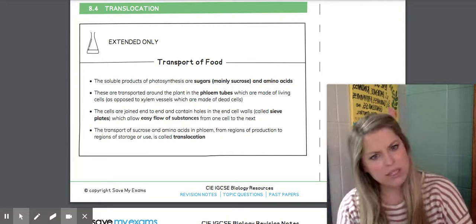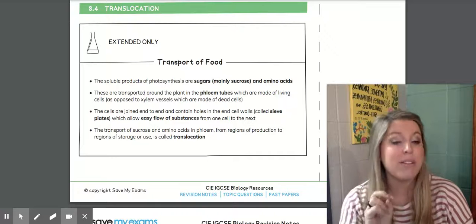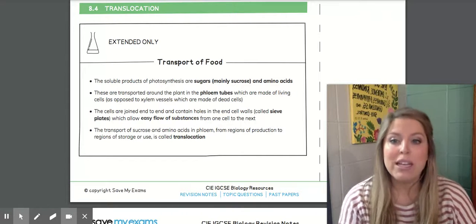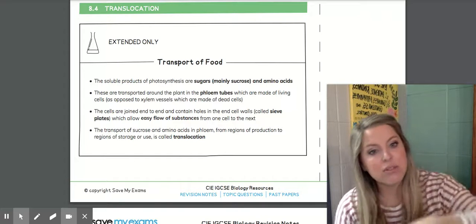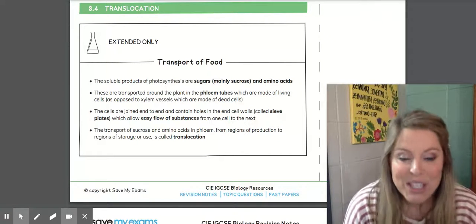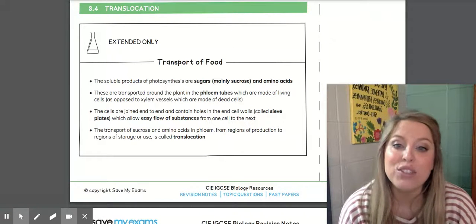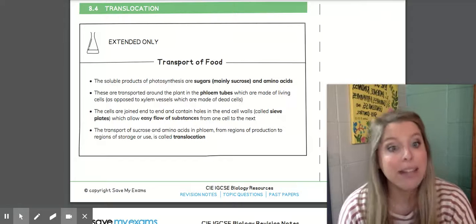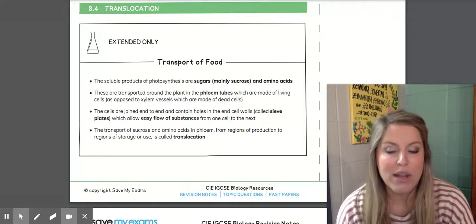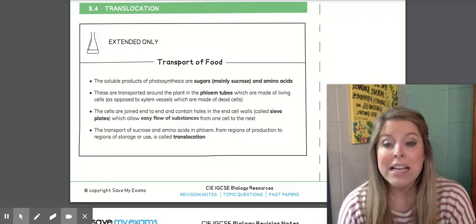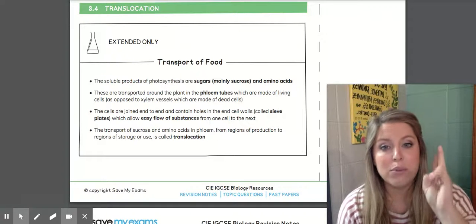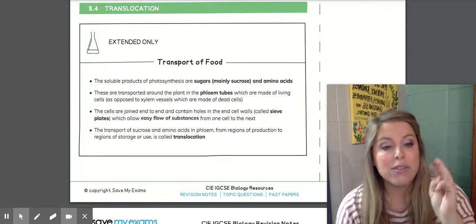So we've talked about transpiration. This is where you've really got to get your mind around the two different terms. Translocation deals with the transport of food in a plant. Where transpiration was dealing with the transport of water and mineral ions through the xylem vessels, translocation is the movement of food, mainly sugars, in the form of sucrose, and amino acids in the phloem vessels, or the phloem tubes, as you may see it phrased. So translocation, again, phloem tubes, transporting sugars, mainly sucrose, and amino acids.